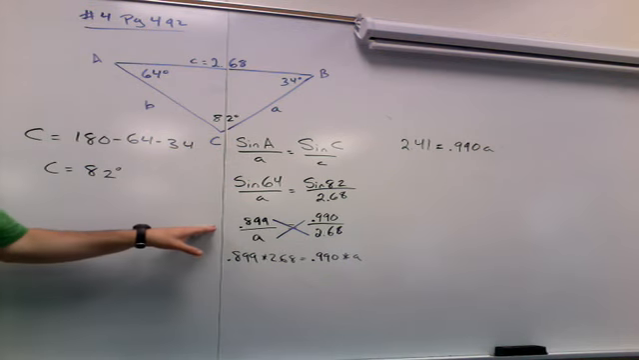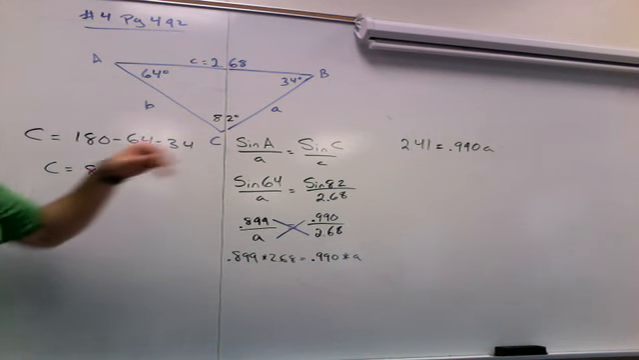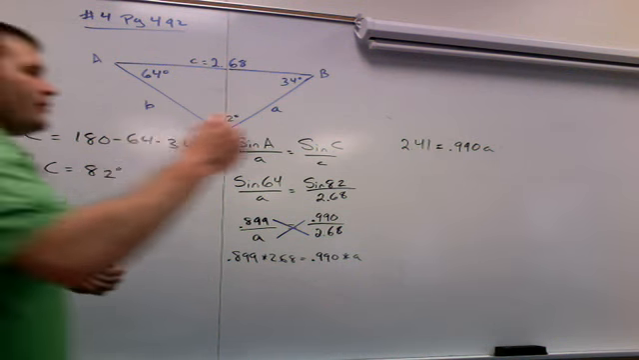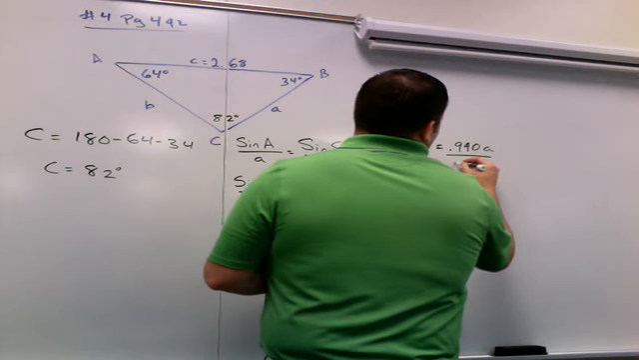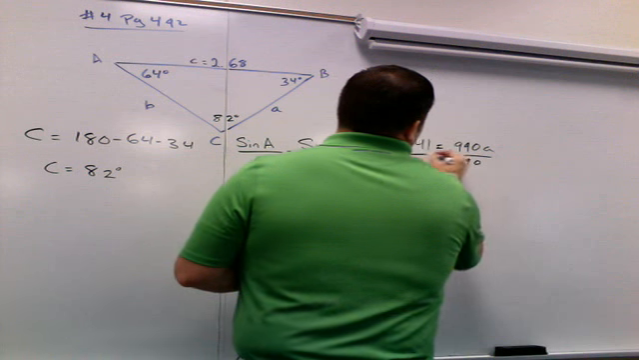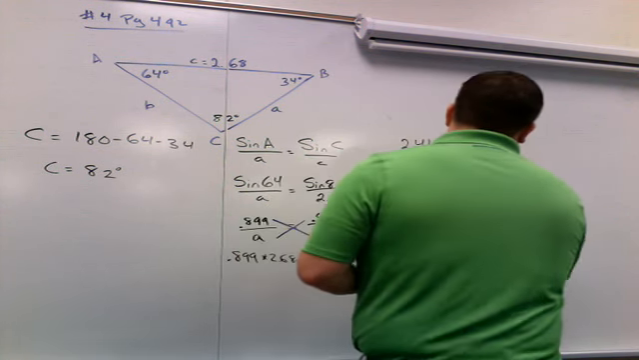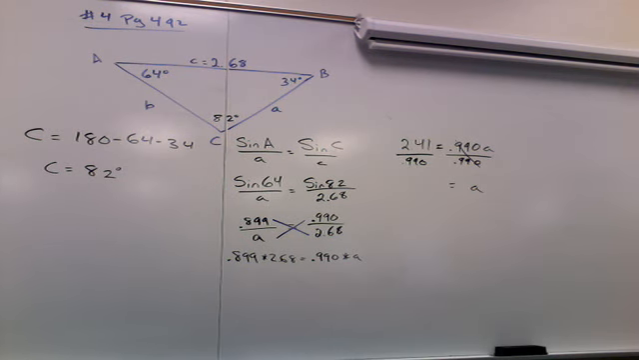You see why it's useful? Okay. I still think it's cool. So, how do I find A now? Divide by what? Divide by 0.990. So the numbers cancel. We get A equals something. What is it? 2.43.